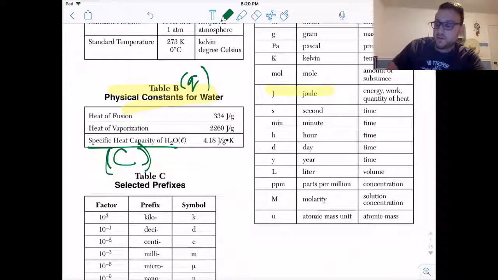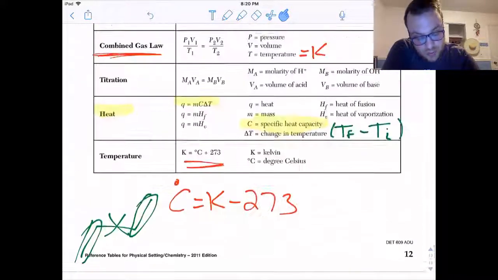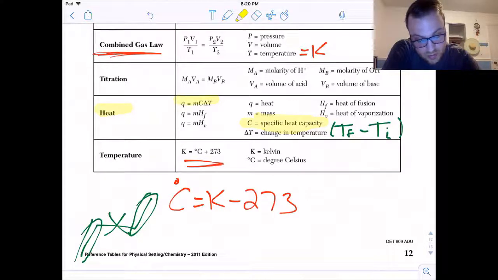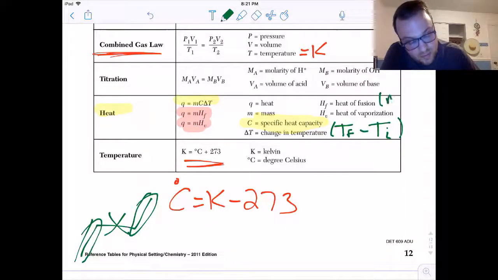Next, the other two Q equations. We have fusion and we have vaporization. And I'll highlight these in different colors, not that it really matters. So the other two Q equations: Q equals mHf is when you have a melting occurring, and Q equals mHv is when you have some sort of boiling or vaporization occurring. So the substance is being vaporized, aka phase changes.